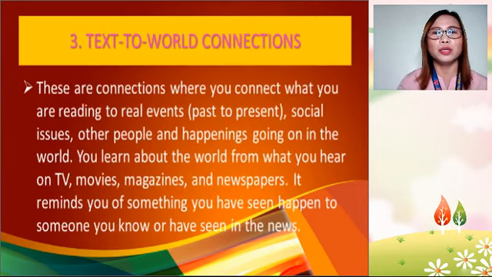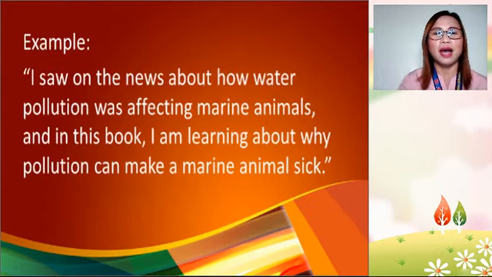3. Text-to-world connections. These are connections where you connect what you are reading to real events, past to present, social issues, other people and happenings going on in the world. You learn about the world from what you hear on TV, movies, magazines, and newspapers. It reminds you of something you have seen happen to someone you know or have seen in the news. Example: I saw in the news about how water pollution was affecting marine animals. And in this book, I am learning about why pollution can make a marine animal sick.